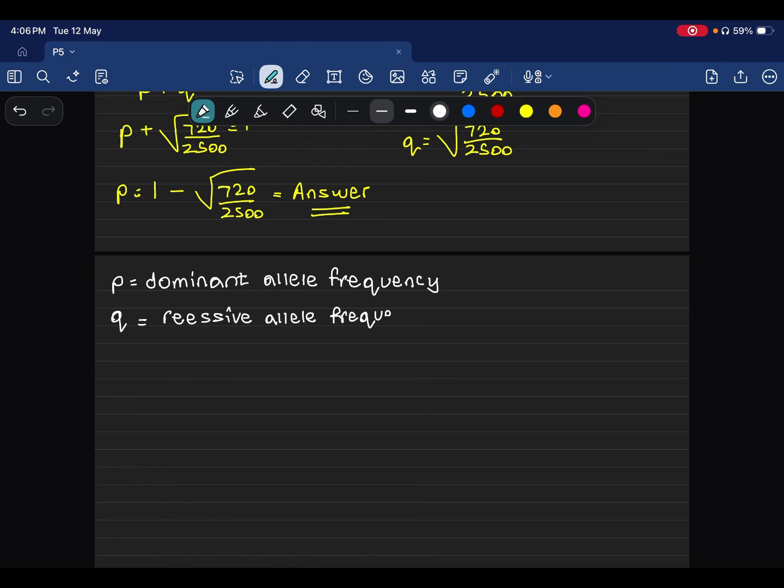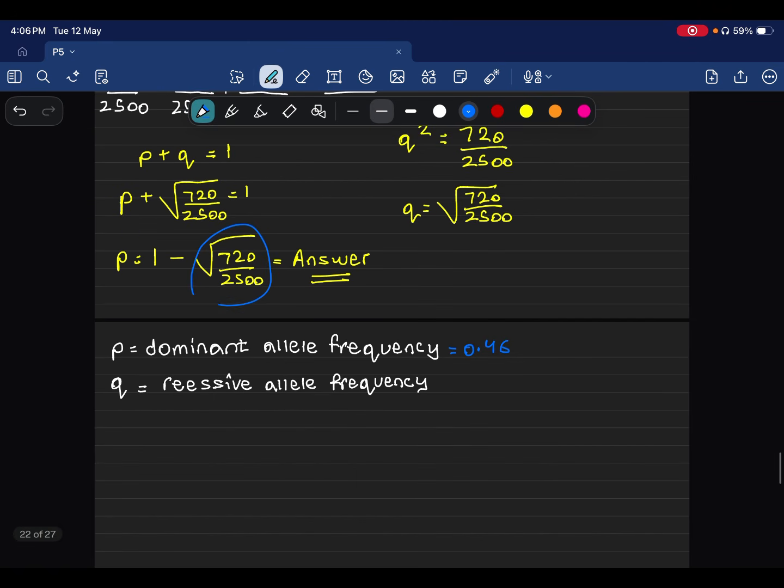In fact, let me just pull up the calculator in order to complete this answer. Where's my calculator? Yeah, there it is. So 1 minus square root of 720 over 2500. Okay, I'm getting P as, I'm going to write it to two decimal places, 0.46. And then Q is just the square root of 720 over 2500, which is coming out to be 0.54.